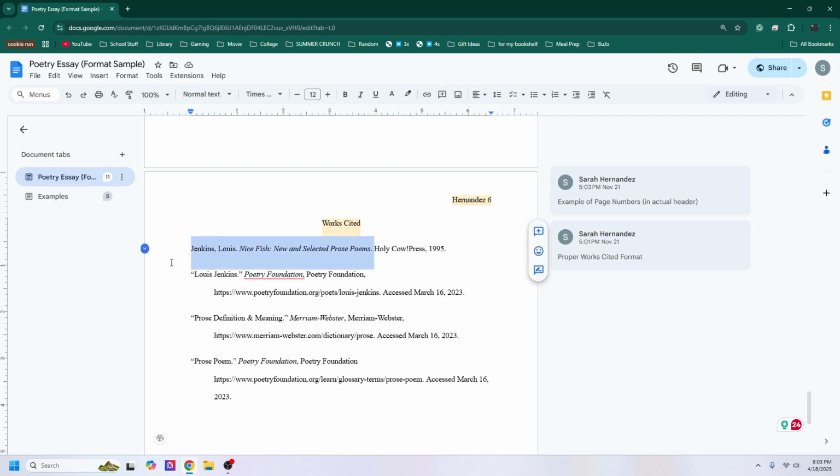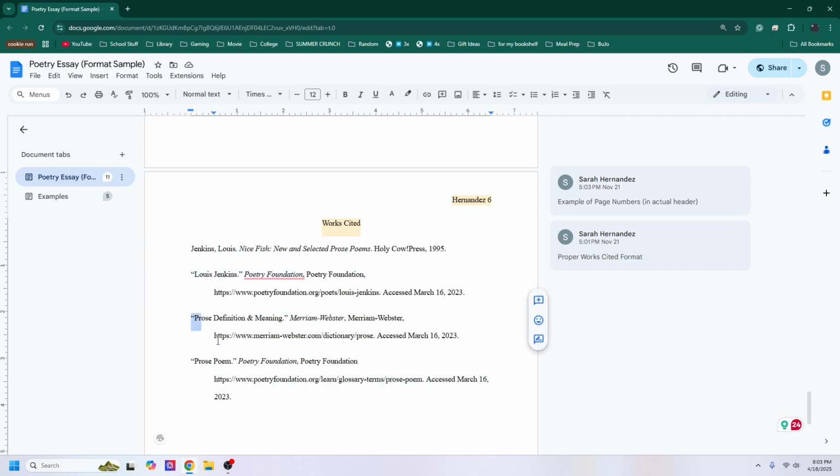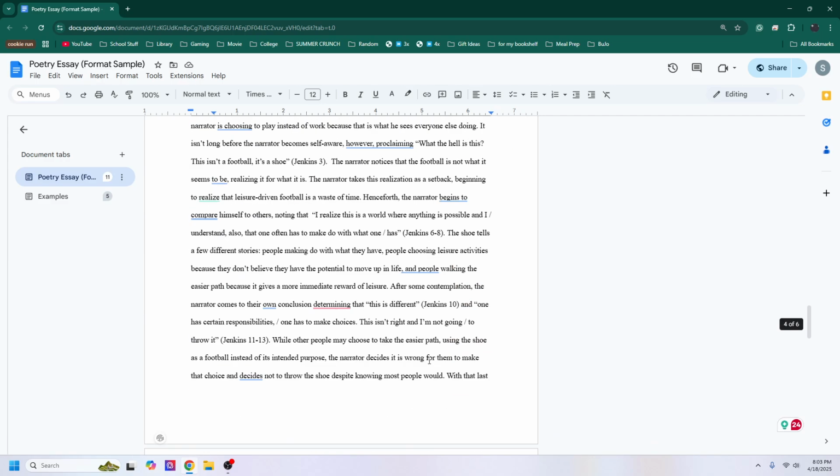Wow. So, you've got them all alphabetical. You don't need lines of space between the two because it's double spaced, and the hanging indent kind of does that job for us to show us these are different sources. And this will also help us with our in-text citations. I'm going to scroll up.